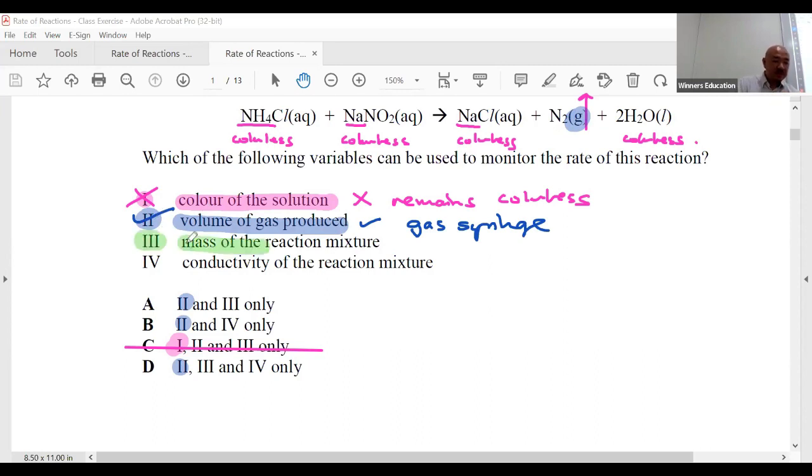Next, number 3, mass of the reaction mixture. Once again, if there is a gas, it will fly away, and therefore the reaction mixture mass will drop. Correct? We have discussed this in the notes. So it will drop, and this will therefore be the answer. Let me just write it down. Mass of reaction mixture, let me be more precise. Reaction flask, reaction mixture, the same. It will decrease.